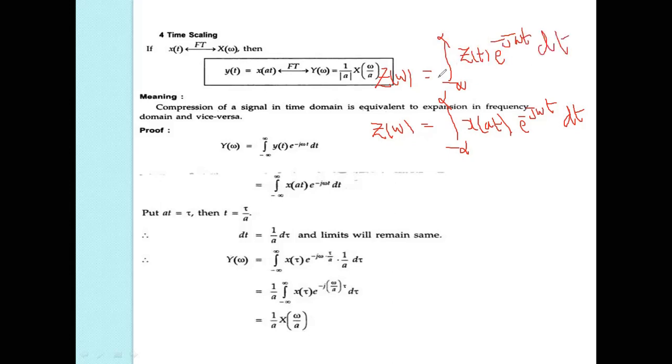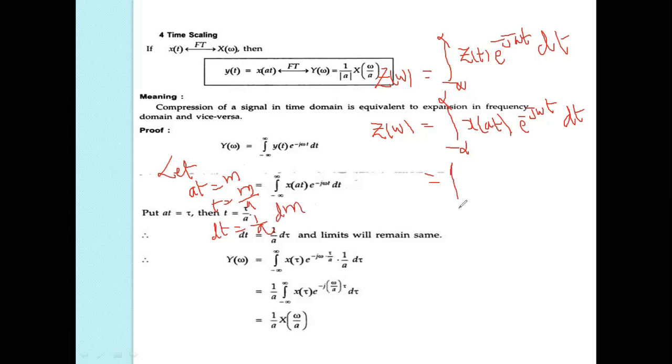So z of t is taking x of a t, with a as a scaling factor, or we can say it is a compression in the time signal. So let us assume that a t is equal to m, and t is equal to m by a, and apply the derivative on both sides. So dt is equal to 1 by a into dm.